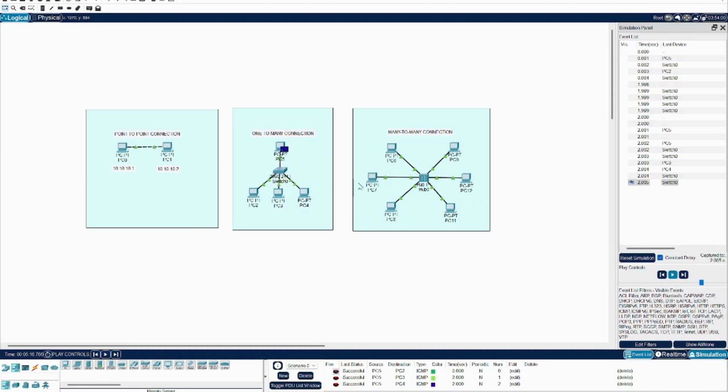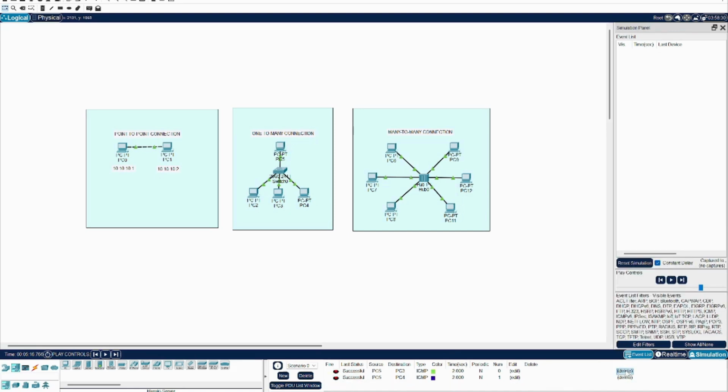So essentially what we're trying to do is make this one communicate with all three, which is already a functioning situation. We can see here that they're all successful. So now let's delete them. And let's try the many-to-many.